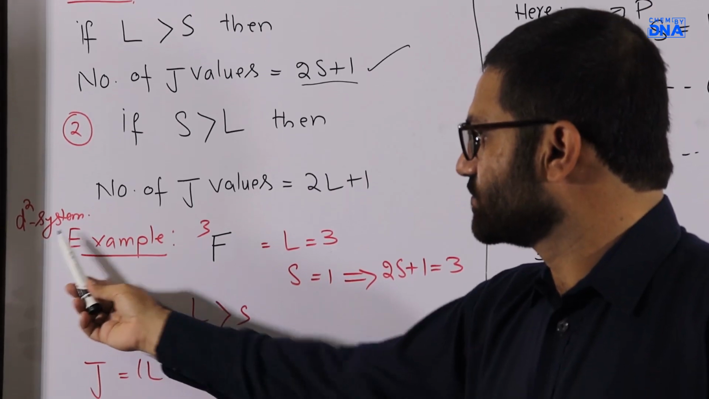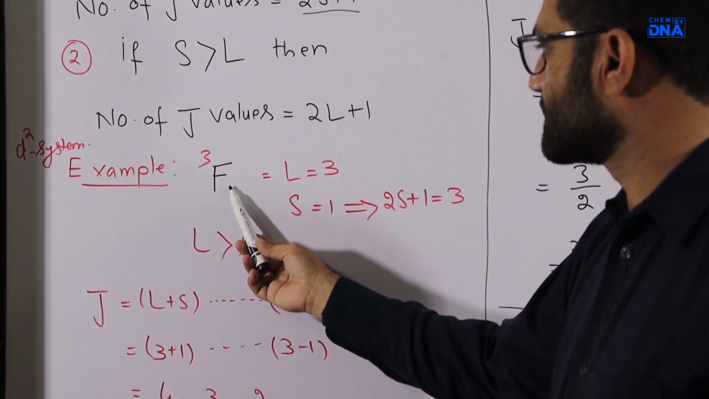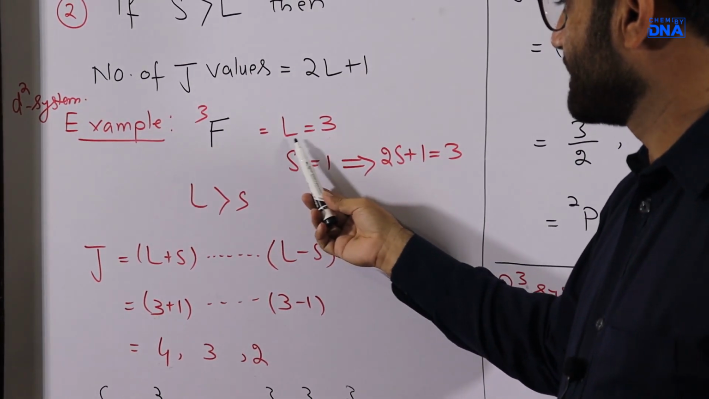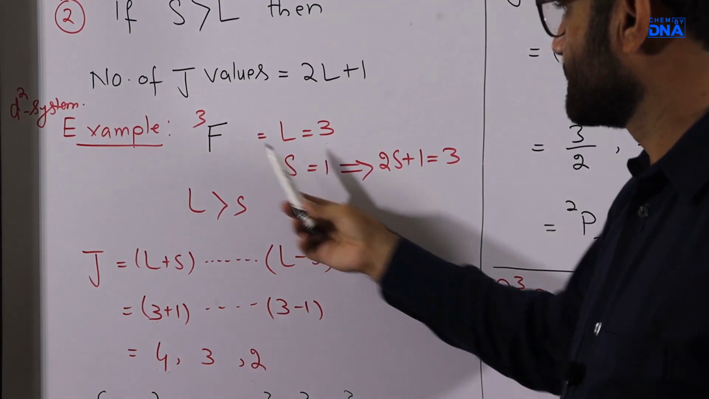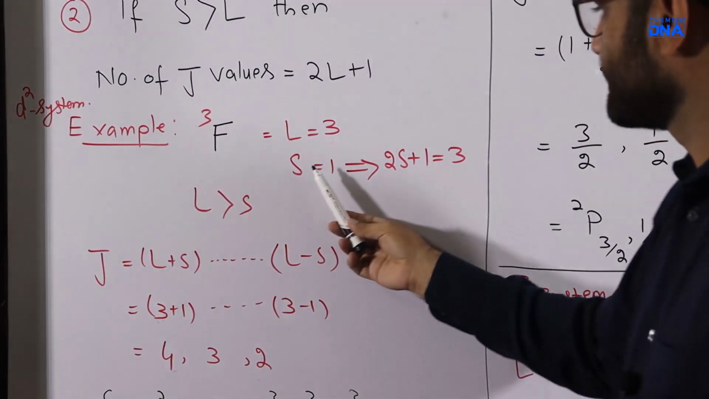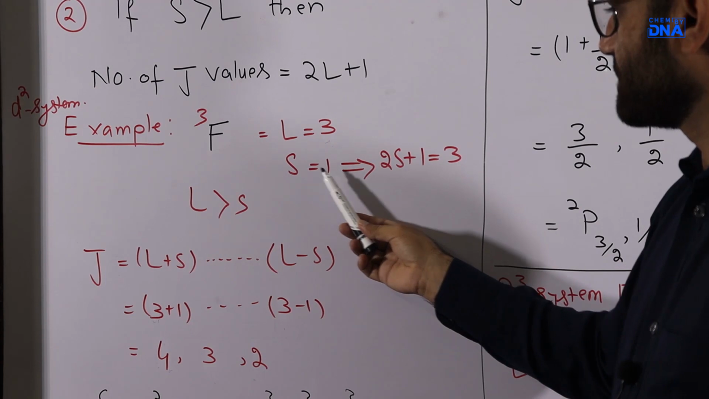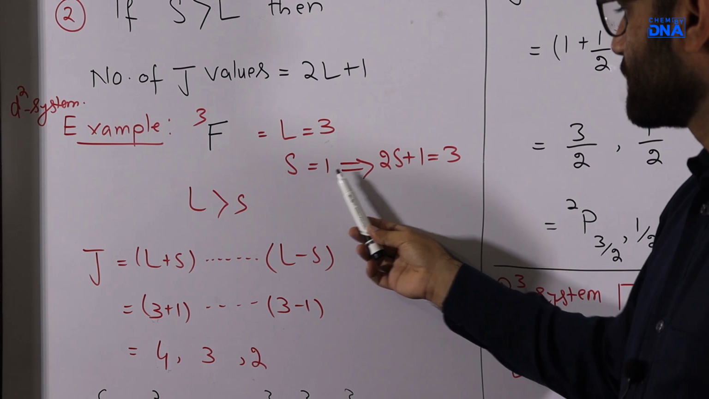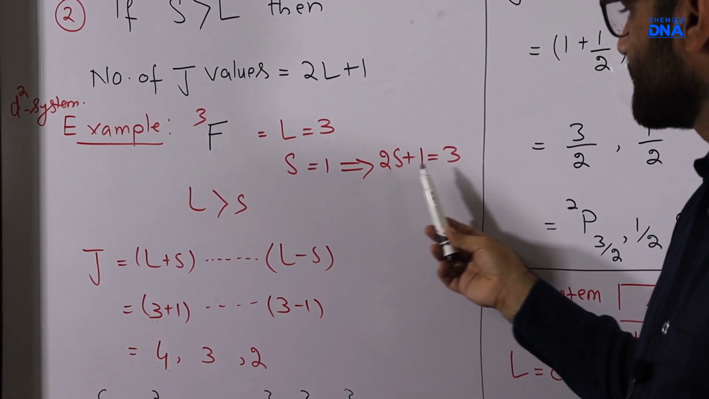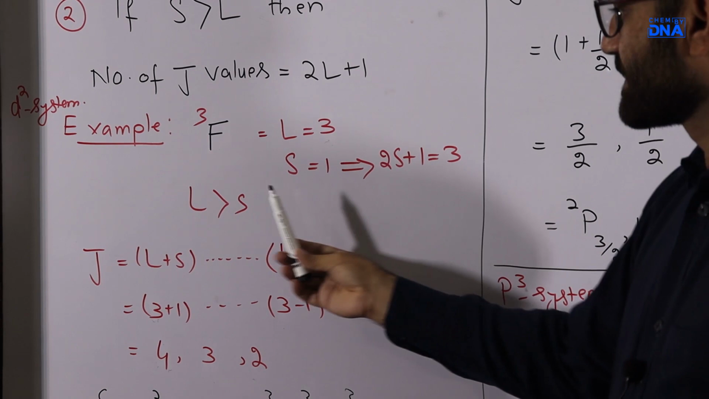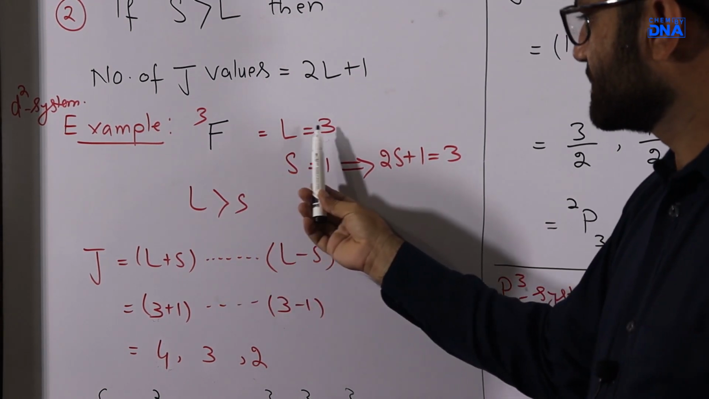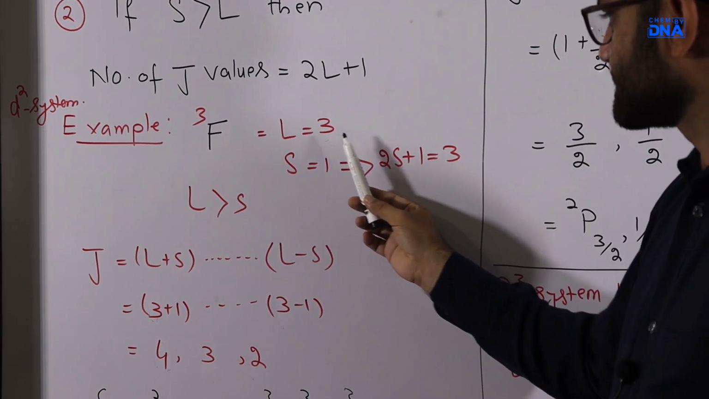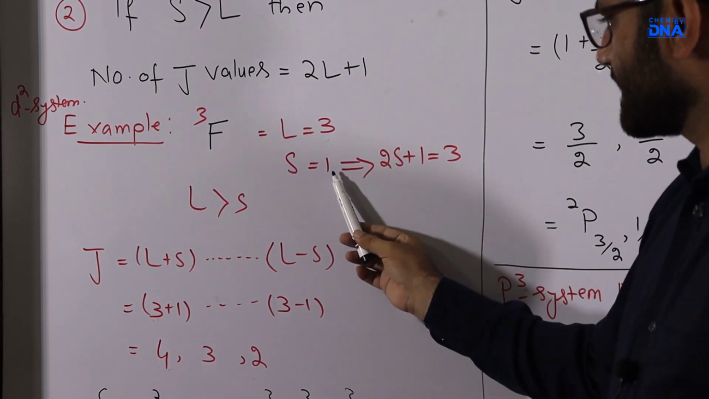Suppose this is a d2 system where we get a term symbol triplet F, and you know that its L value is 3. A d2 system will have collectively 1/2 plus 1/2, a spin value aggregate of 1. By putting this into the spin multiplicity formula, you will get 3. And from these values, it is apparent that L is greater than S.